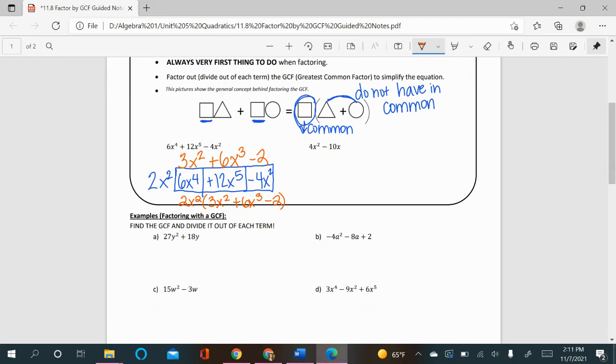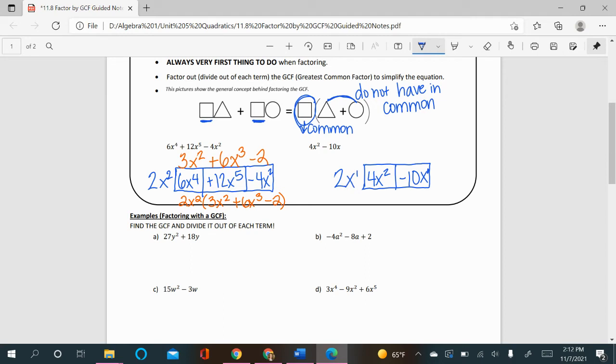Okay, so let's look at another example. I'm looking at 4x squared minus 10x. When I'm looking at my numbers 4 and 10, what can be divided? The highest number that can be divided by 4 and 10. Okay, that would be a 2. Then I'm looking at my letters. I have x squared and I have x to the first. So that would be my lowest one. The lowest one comes out.